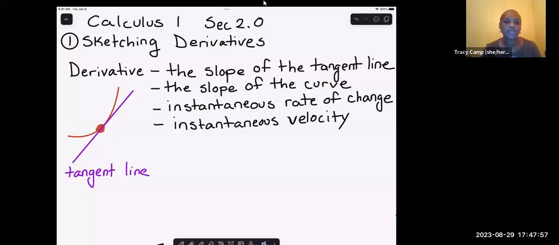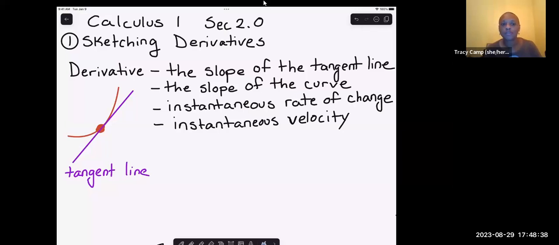In Section 1.0, I talked about the tangent line, and using the idea of a secant line going through two points, if one of those points gets closer and closer to the first point, then we have what's called the tangent line. And the derivative is the name that we use for the slope of the tangent line.